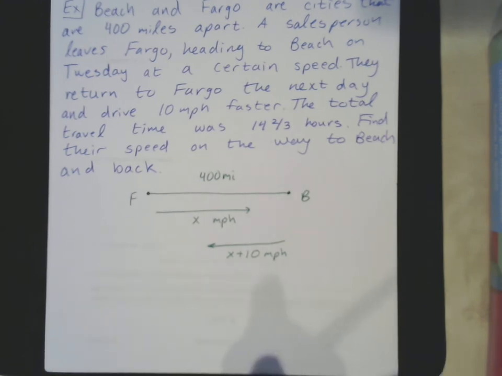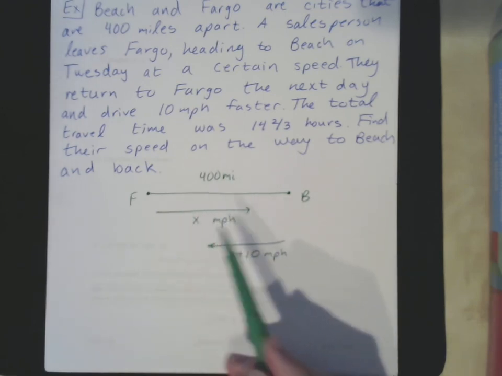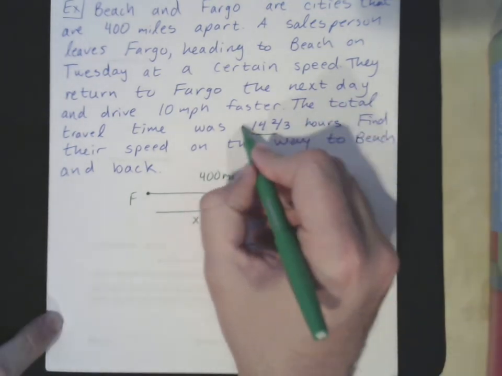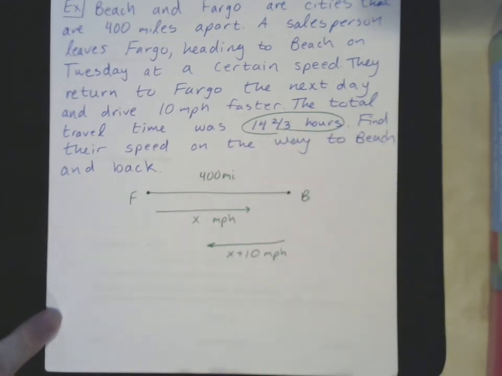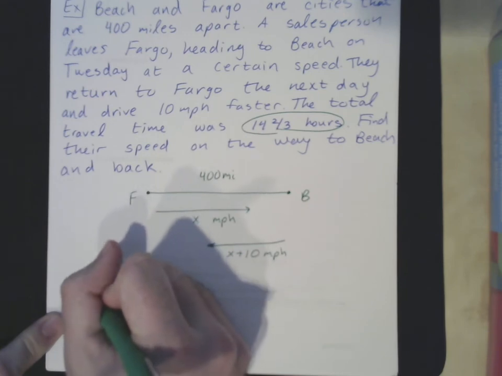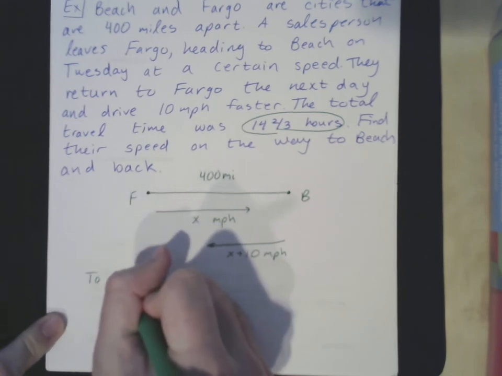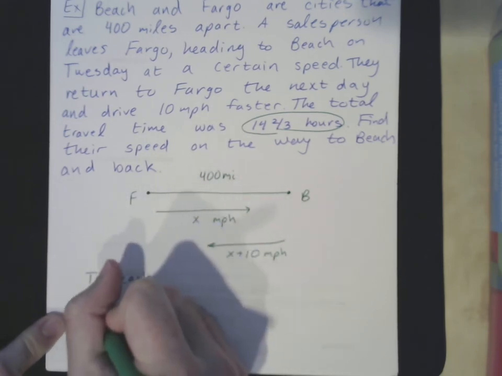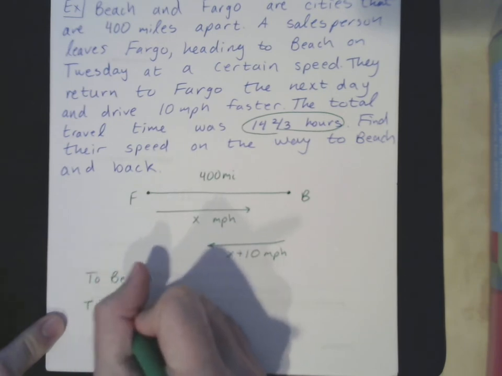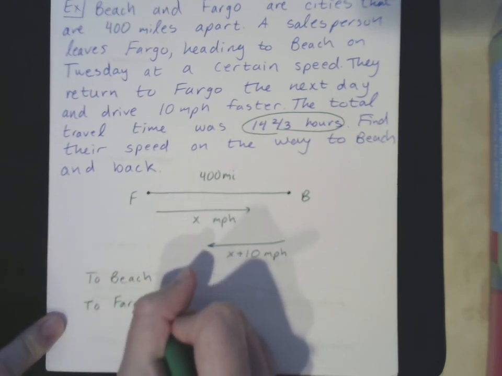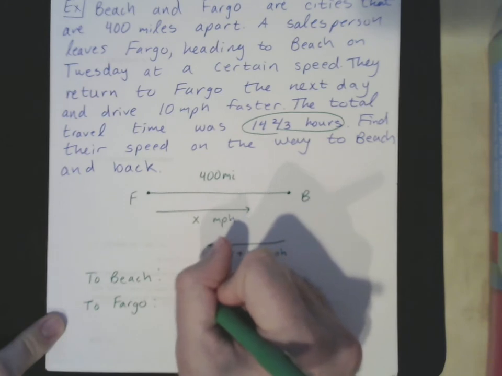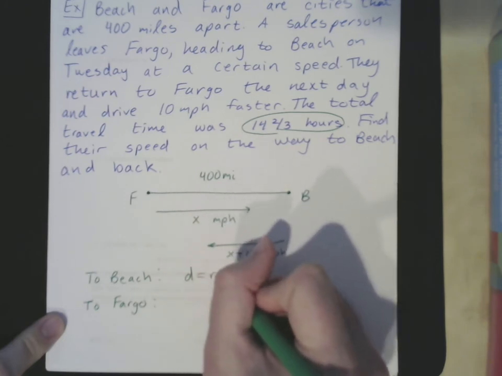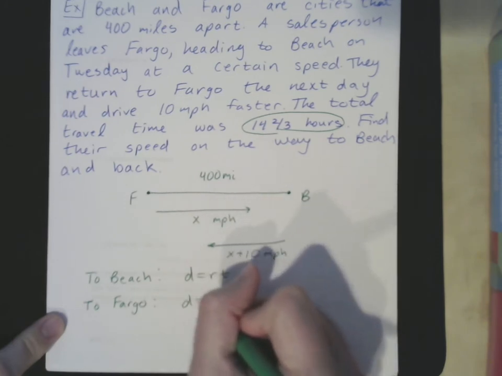And so we need to come up with a way to solve this. Now we actually have seen this already. This is a distance problem. We have distance and we have rate, and they gave us the total time. So we have two trips. We have to Beach and then to Fargo. Each one of these needs a distance equals rate times time, and a distance equals rate times time.